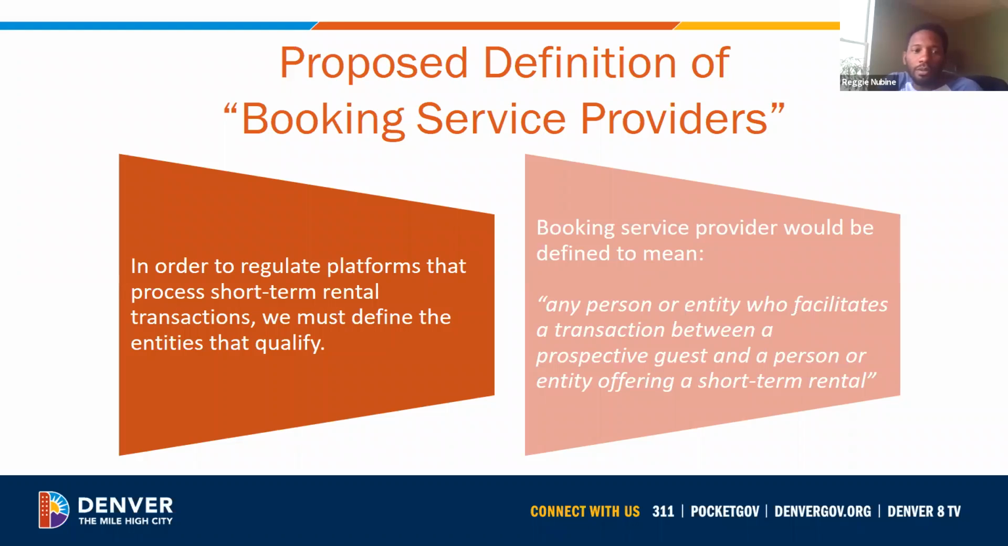Yeah, I'm on here. So Reggie Newbon with the City Attorney's Office. I mean, yeah, if the property manager is the person that's facilitating the transaction between the prospective guest and the short-term rental, yeah, they could fall within that definition. In the simplest answer, yeah.